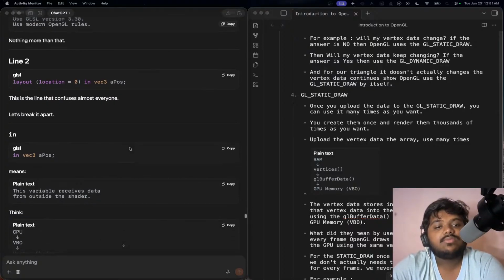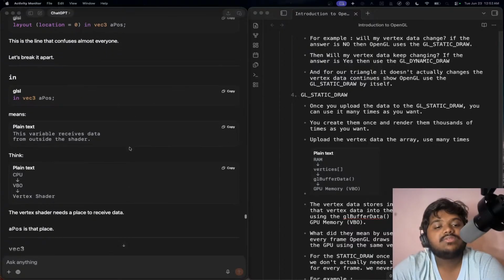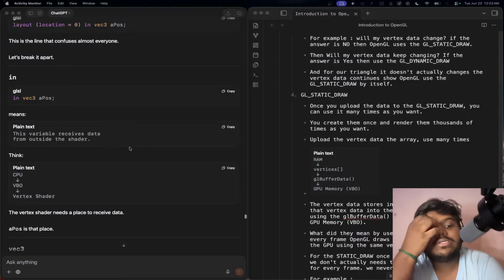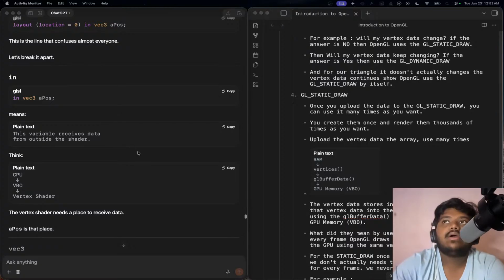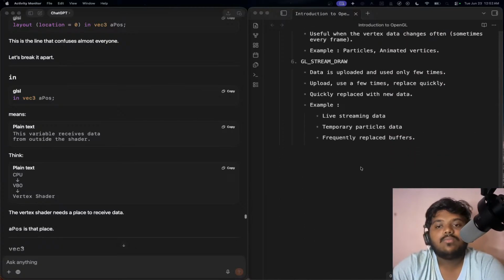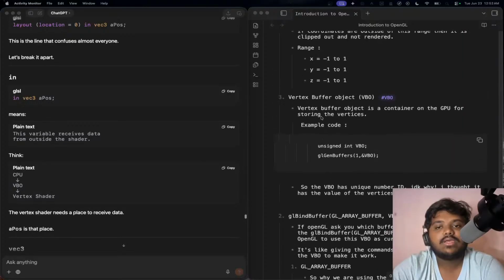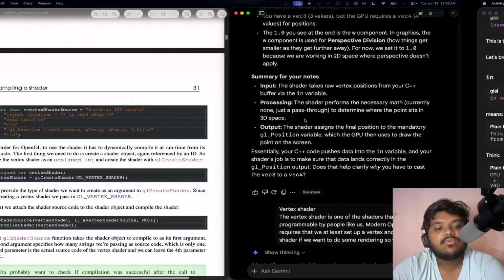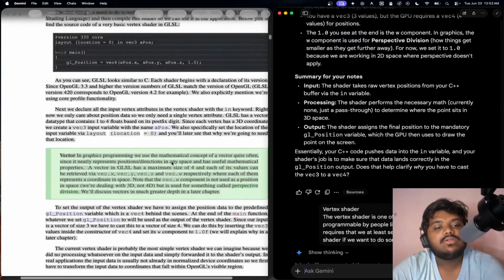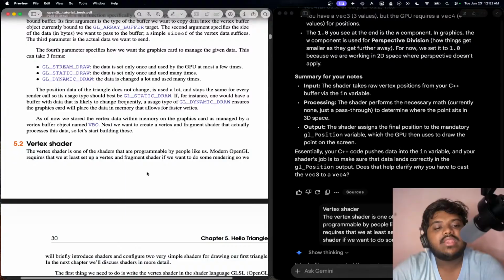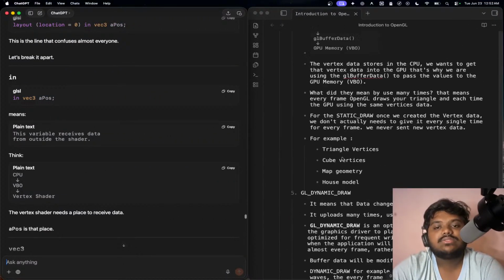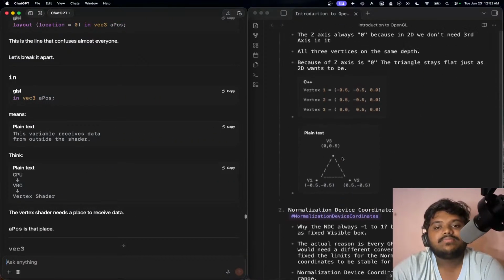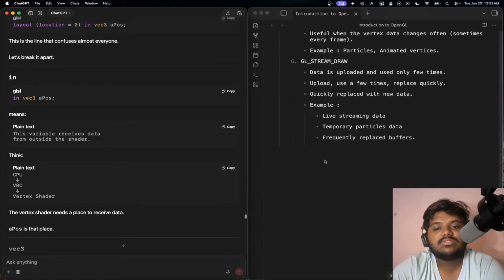This is the line that confuses almost everyone. Let's break it apart: this variable receives the data from outside the shader. So GPU to VBO and VBO to shader. Okay, I got what you mean by that. Let me take notes from that. I can understand what's going on here. So is it the compiler shader? No, it is not, it is supposed to be the vertex shader. The vertex shader.